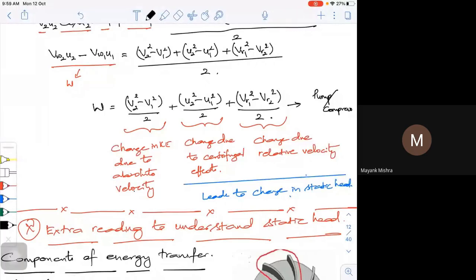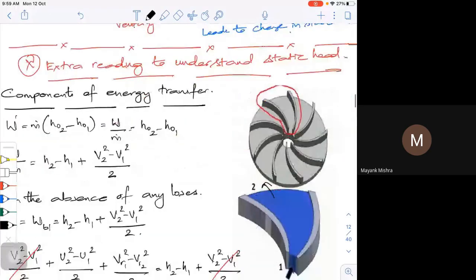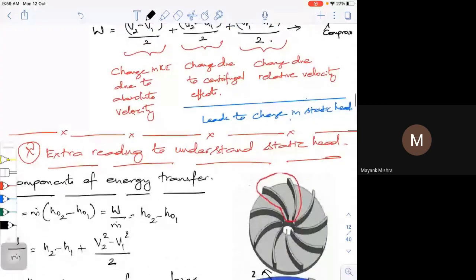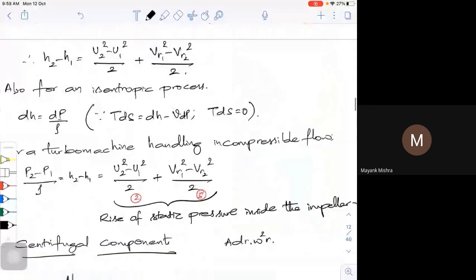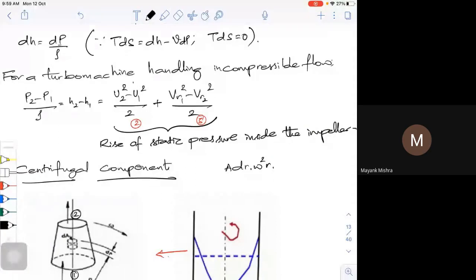Anyhow, this part of the discussion, turbo machinery, is not in your syllabus, so we are not going to discuss it in detail. What I have done is I have written some extra information, so that you can see why these two components are static. I have taken a particular component of the flow between two blades and tried to show that those components of energy, that is your kinetic energy component and your relative velocity energy component, lead to what is called your static pressure. That is a small derivation I have done. This is for your extra reading.